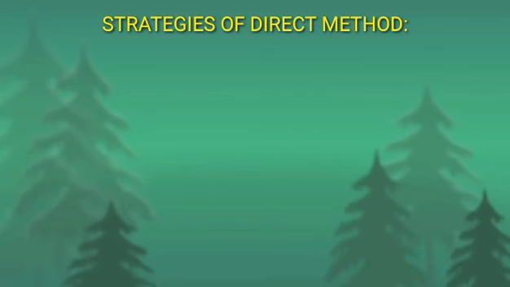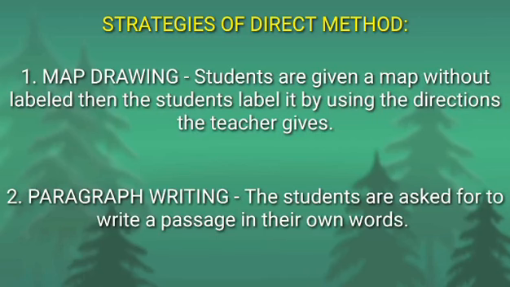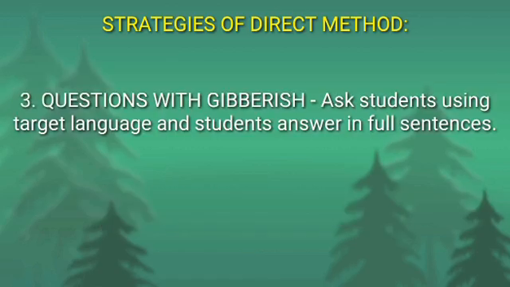Strategies of direct method. Number 1, map drawing. Students are given a map without labels. Then the students label it by using the directions the teacher gives. Number 2, paragraph writing. The students are asked to write a passage in their own words. Number 3, questions and answers exercise. The teacher asks students using the target language and students answer in full sentences.